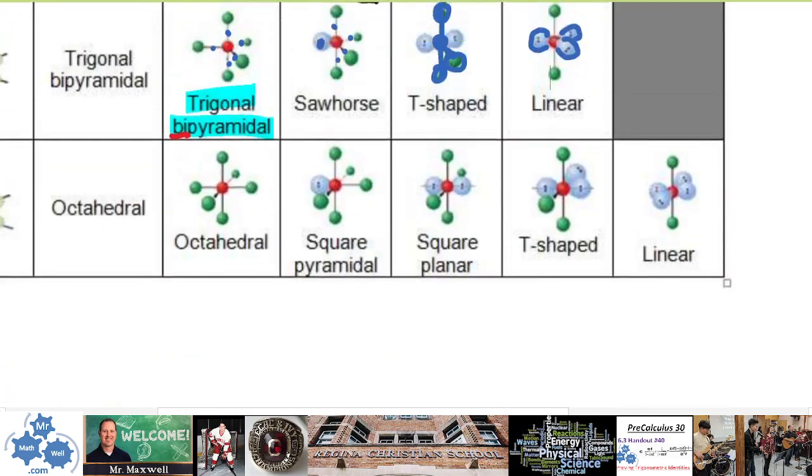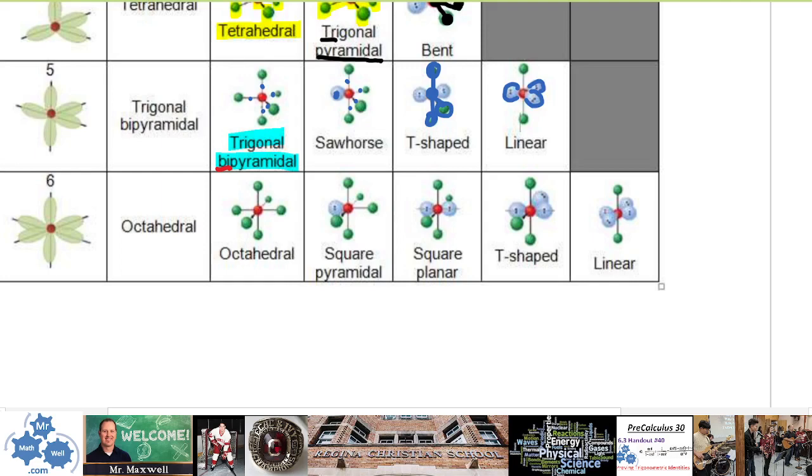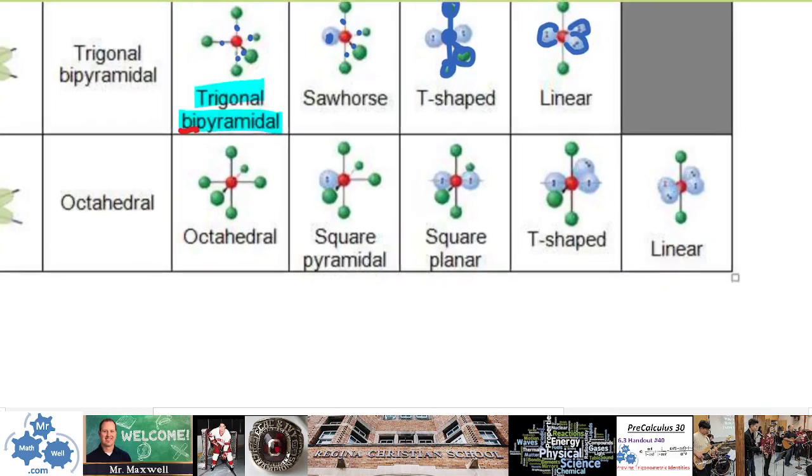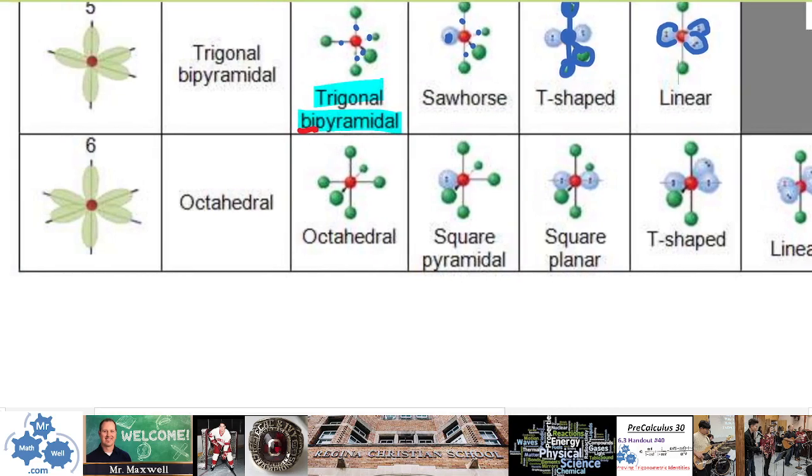All right, one more line to go over here, and this is the 6 electron dense areas. This is octahedral. Okay, so octa is 8. How do we get 8 out of this? Anybody know? Why is it octa anything? 8 surfaces. Yes, 8 surfaces. Okay, awesome.